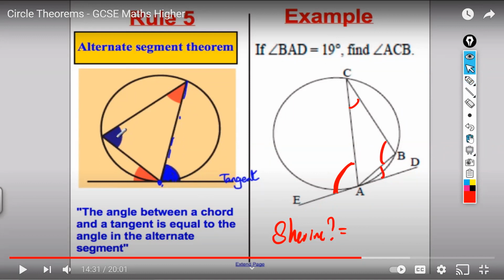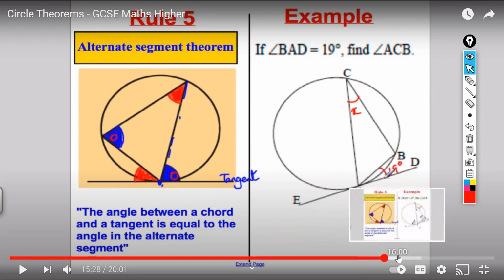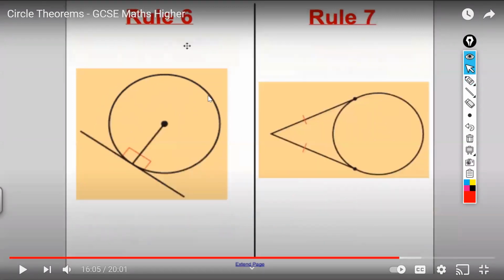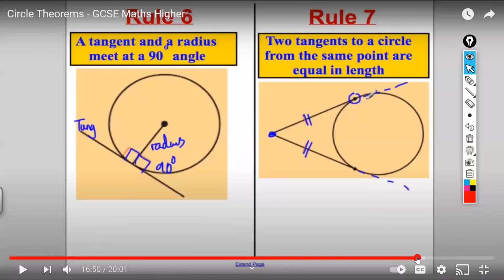All right. Cool. And then the last two rules. The last two rules are important, guys. They're very important. The last two rules are that a tangent and a radius meet at 90 degrees. Anywhere you draw a tangent on the outside of the circle like this, it always meets the radius at 90 degrees. So here is 90 degrees and here is 90 degrees.